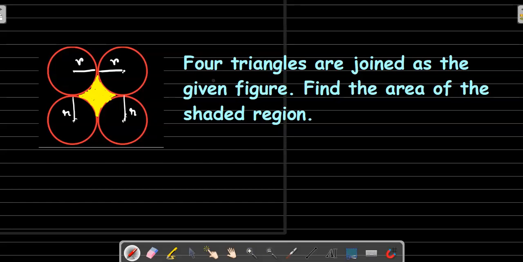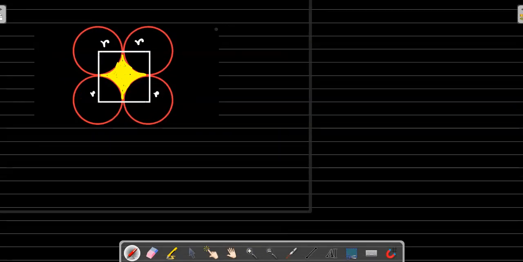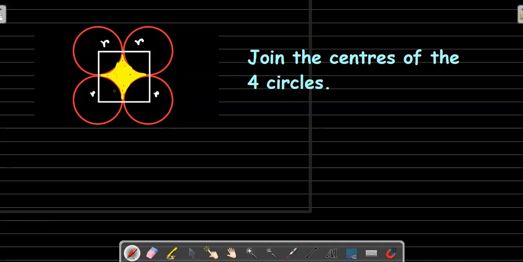Four circles of radius r are joined like this. Now find the area of the shaded region, that is this. To solve the problem, let's join the centers of the four circles. Thus you will get a square of sides 2r because the radius of all the circles is r.